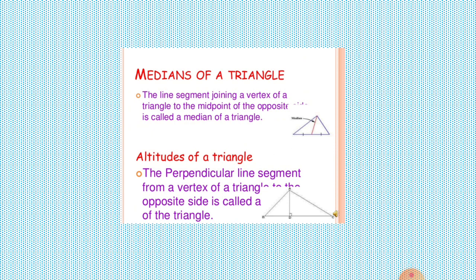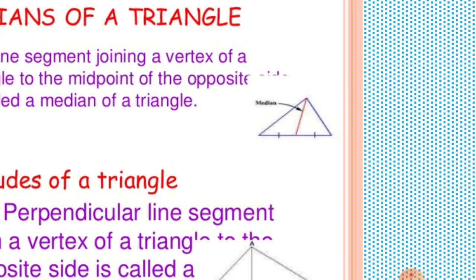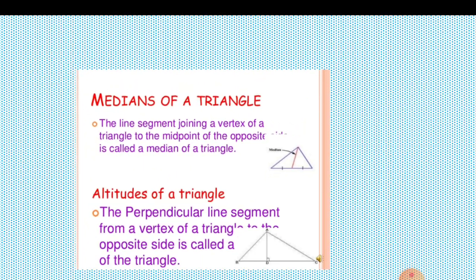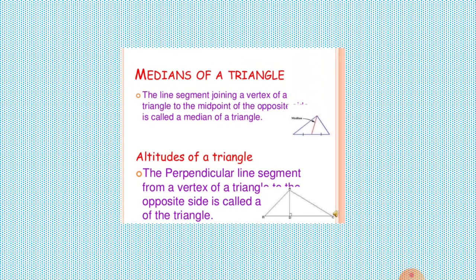Medians of a triangle. The line segment joining a vertex of a triangle to the midpoint of the opposite side is called a median of a triangle. Okay, this is a line segment, median. So the red color line is a median. The line segment from a vertex to the midpoint of the side is called a median of a triangle.